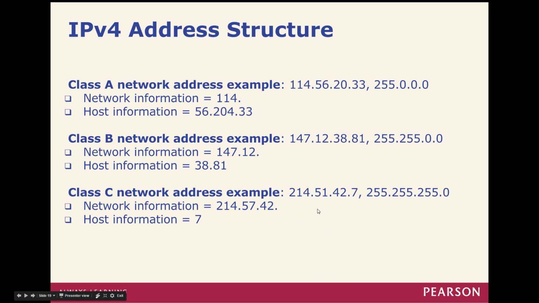In a Class C network, we have 3 octets that are full of ones, so the first 3 octets are the network information, and the 4th octet is for the host.